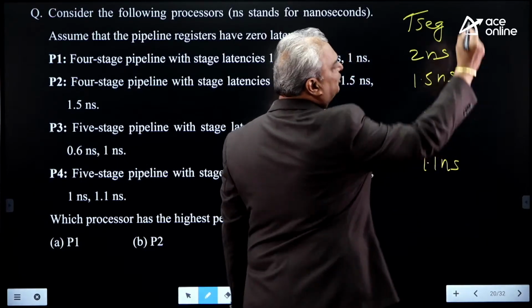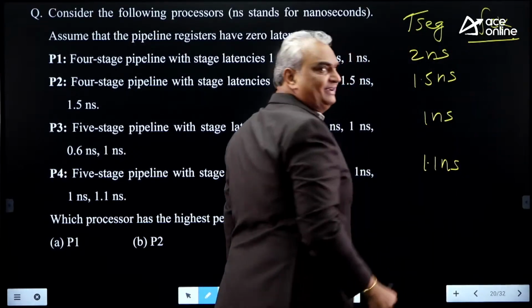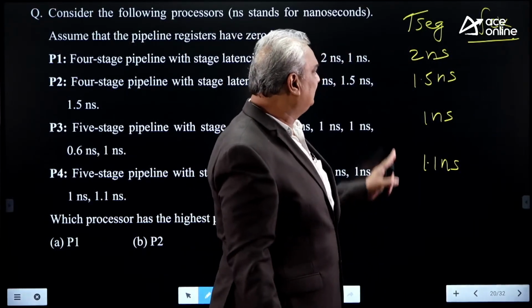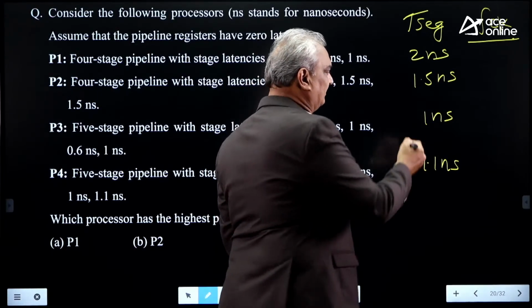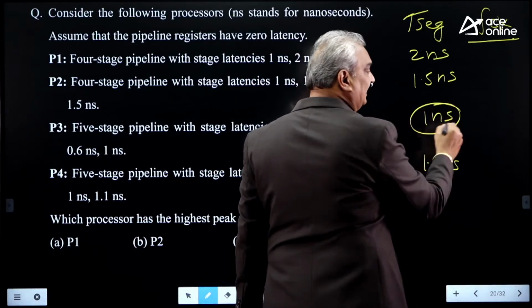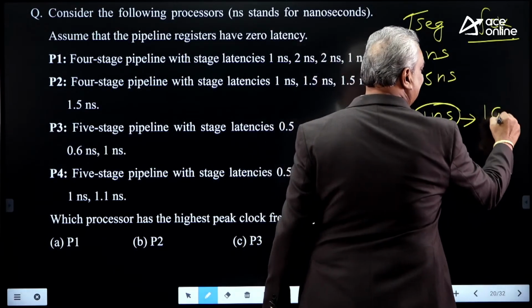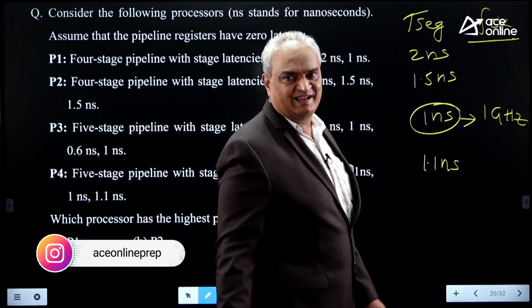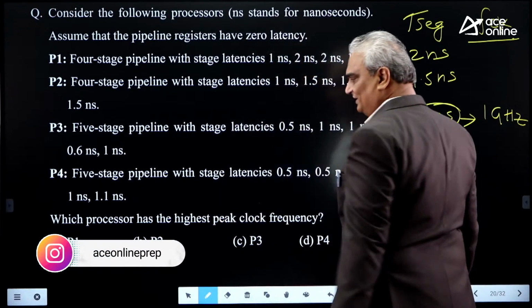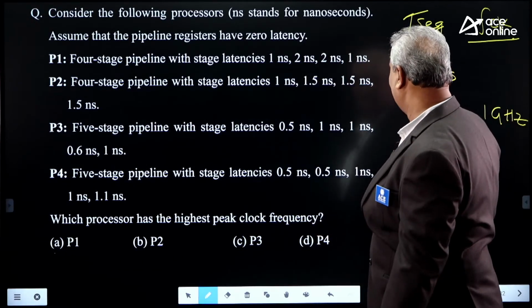Then what about the maximum clock frequency we can apply? 1 by time delay. Frequency and time period are inversely proportional. Because of that, the time period is smaller for this one. It permits the highest clock frequency, nothing but 1 gigahertz. This one is approximately 0.9 gigahertz. In the question, what he asked is which processor has the highest peak clock frequency? What is it? P3.